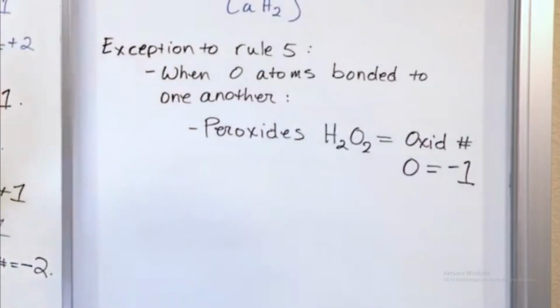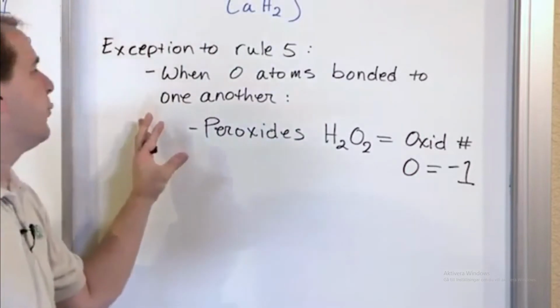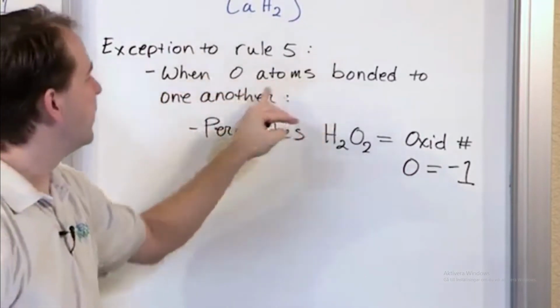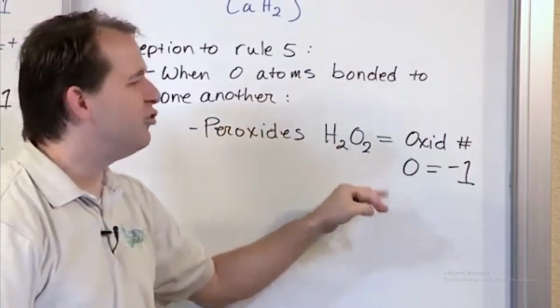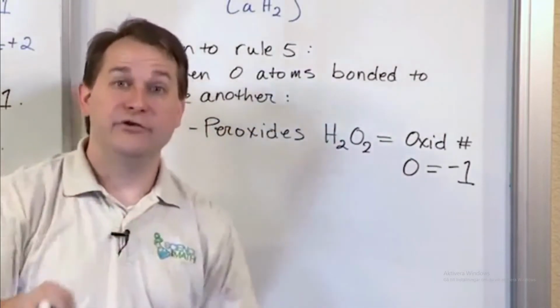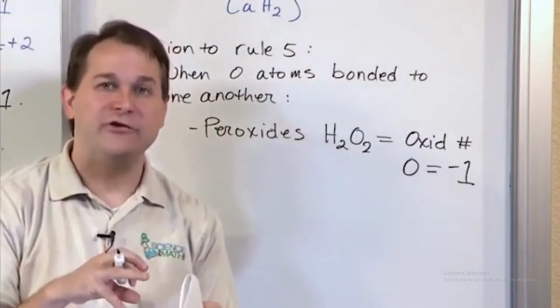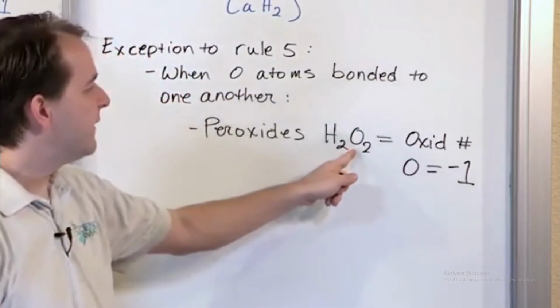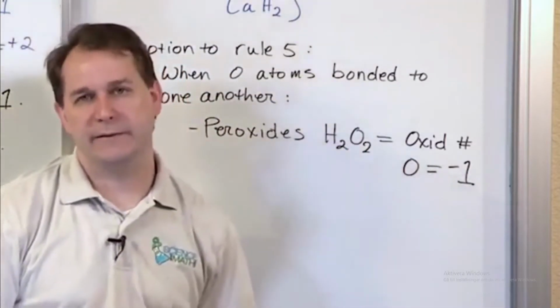So if you follow the rule blindly, it says most compounds, oxygen has an oxidation number of negative 2. But we're giving you an exception to that. We're saying, okay, when oxygen atoms are bonded to themselves, so here you have H2O2, you have 2 oxygen atoms attached inside of another compound. In that case, the oxidation number is going to end up being negative 1.